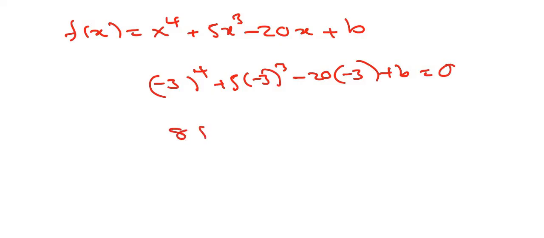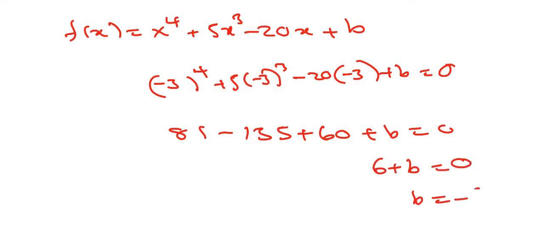This here will just give us 81. This here is going to give us minus, that's going to be 27 times 5, that's 135, plus 60, plus b is equal to 0. So we're saying 81 minus 135 then plus 60, that's a 6.